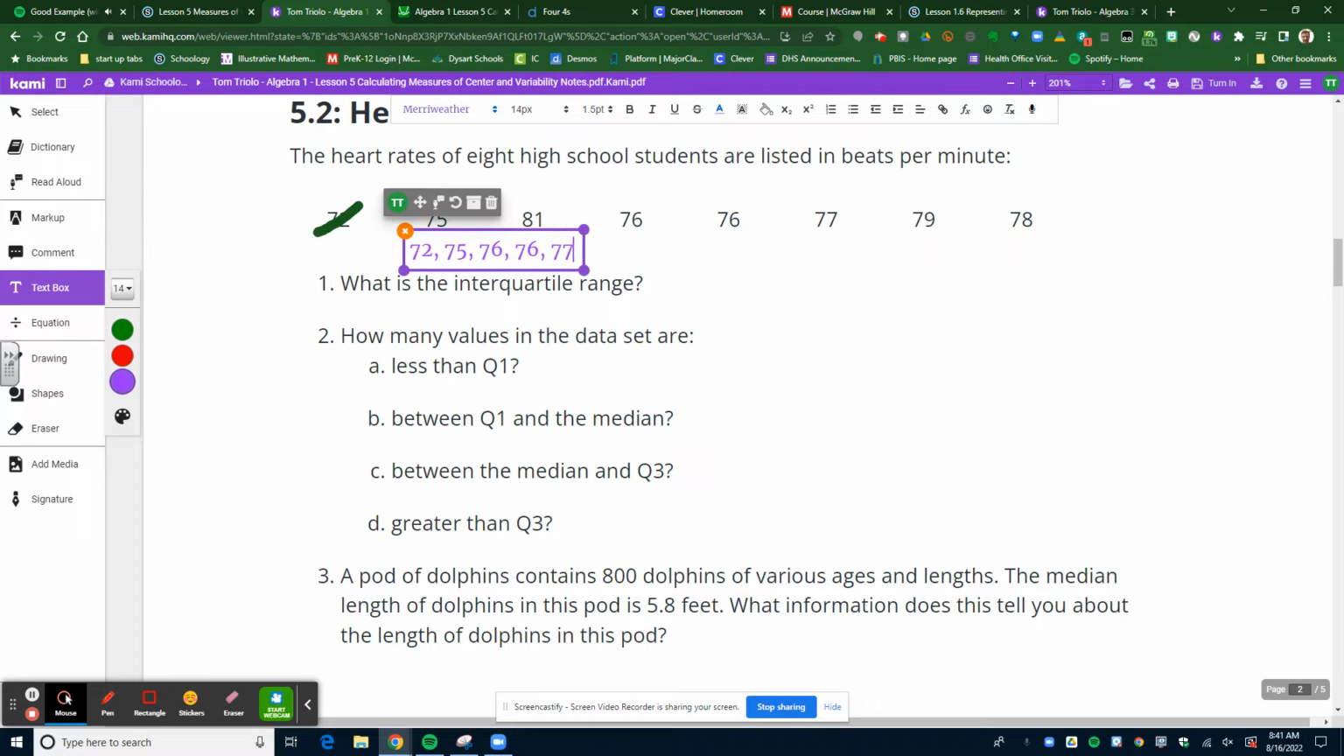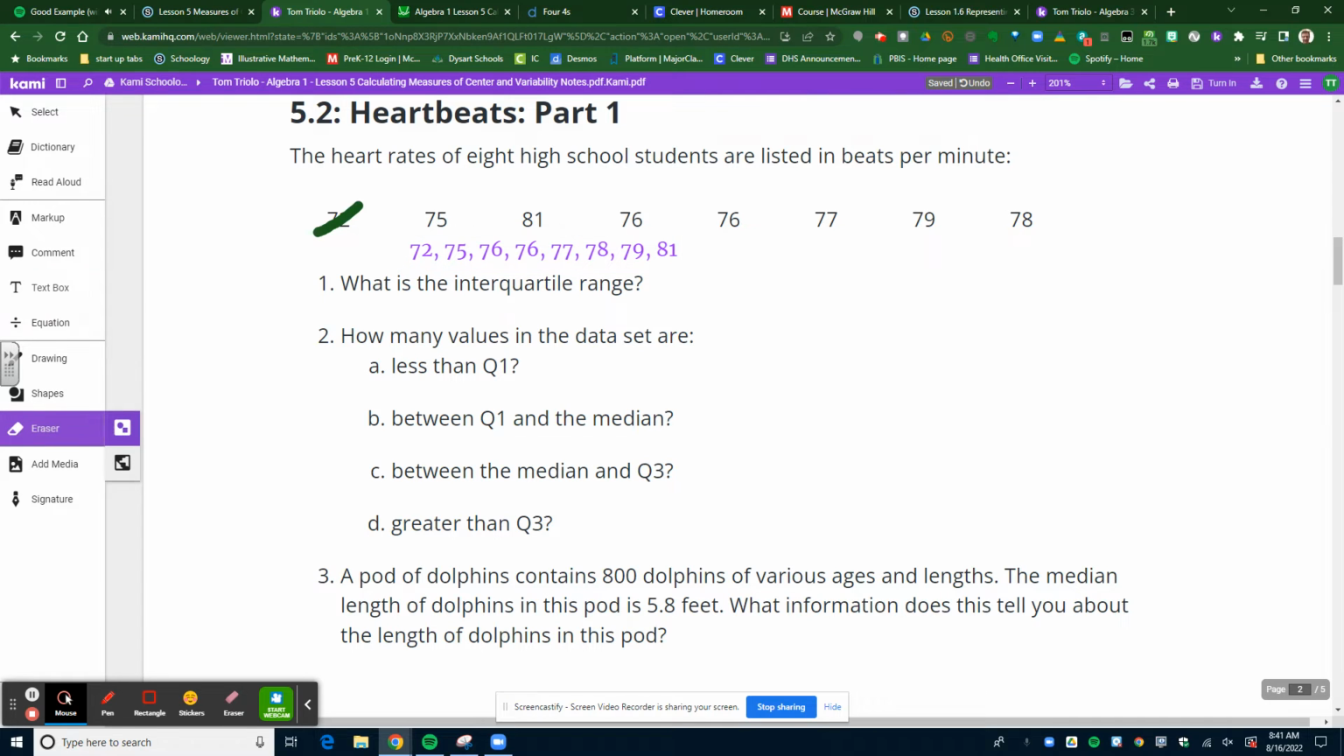And then 77. 78. 79, and our big winner is 81. And double check to make sure you have 8 numbers. 1, 2, 3, 4, 5, 6, 7, 8. So when I only have 8, maybe you don't have to cross stuff out. When you have a larger set of numbers, you're probably going to want to cross them out. Okay, so on your paper, put the 8 numbers in order.